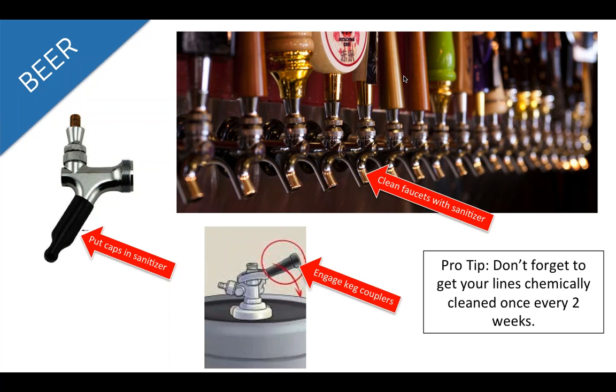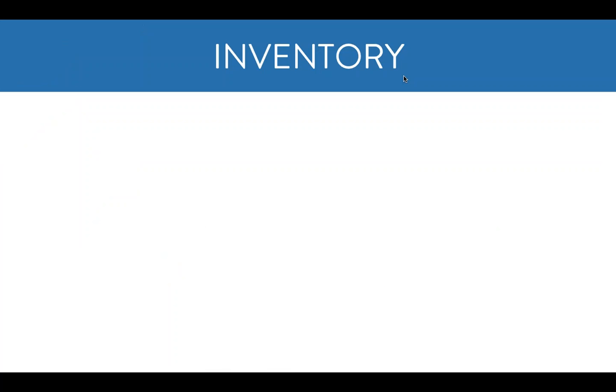Also, we have a big pro tip here. It's very important that you don't forget to get your beer lines chemically cleaned every 2 weeks, and even more frequently if you're putting on a bunch of sours.